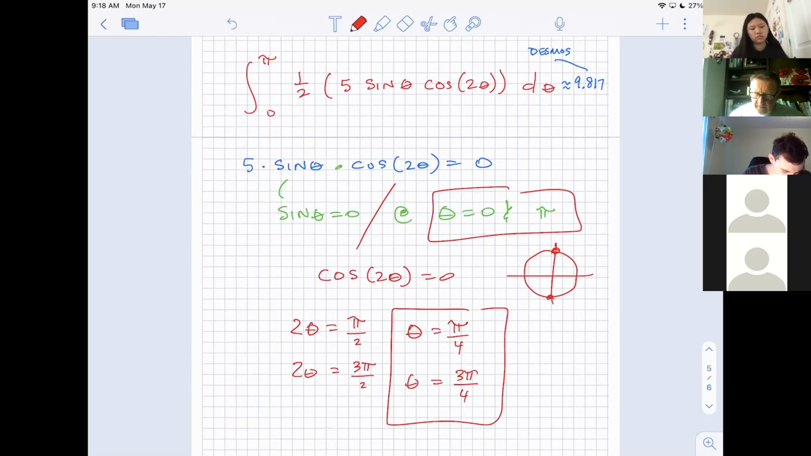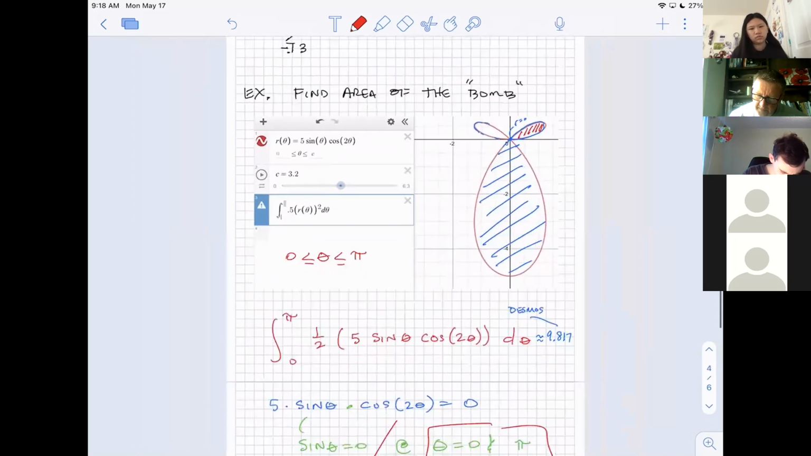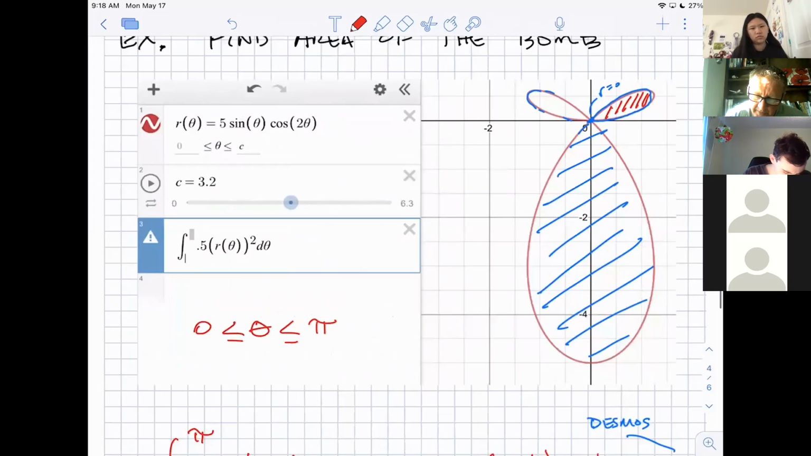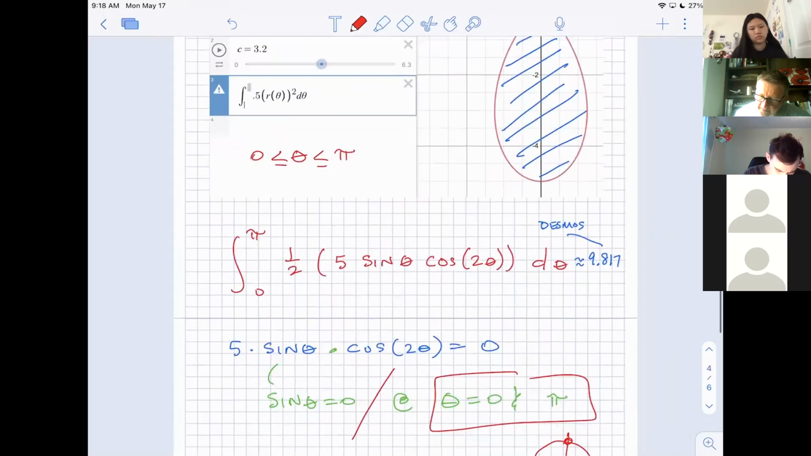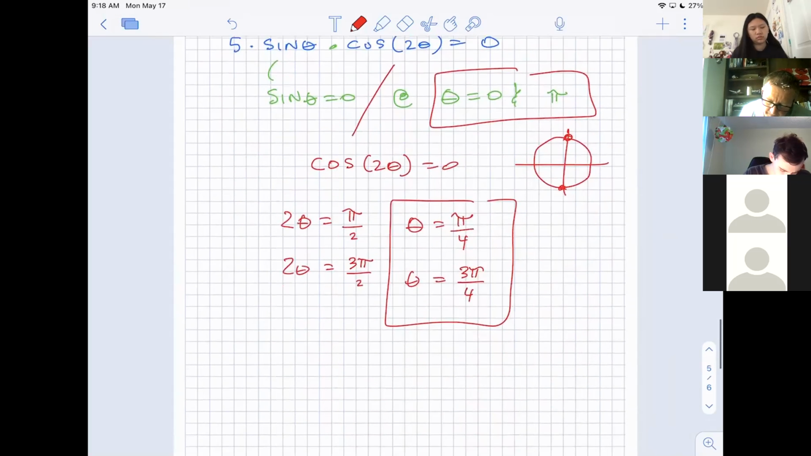And so let's go back and think about this. This first one, that red area, I'm going to color it in red, really dark. Call that area 1. So that must be existing from 0 to that first pi over 4 answer. Do you agree with that?